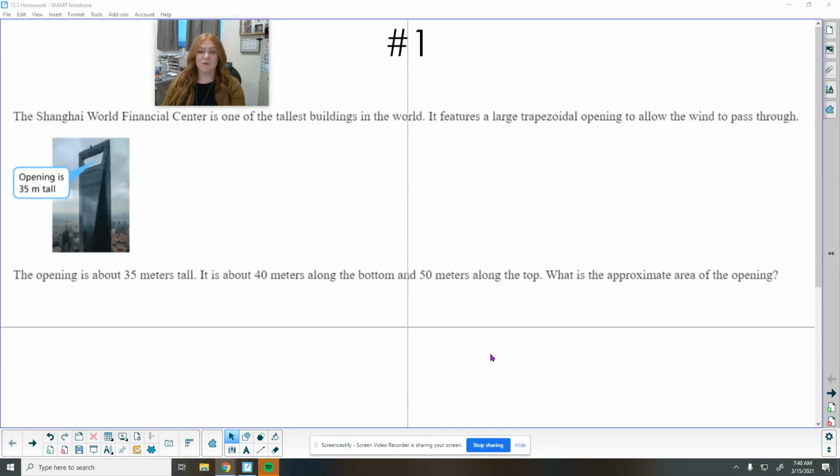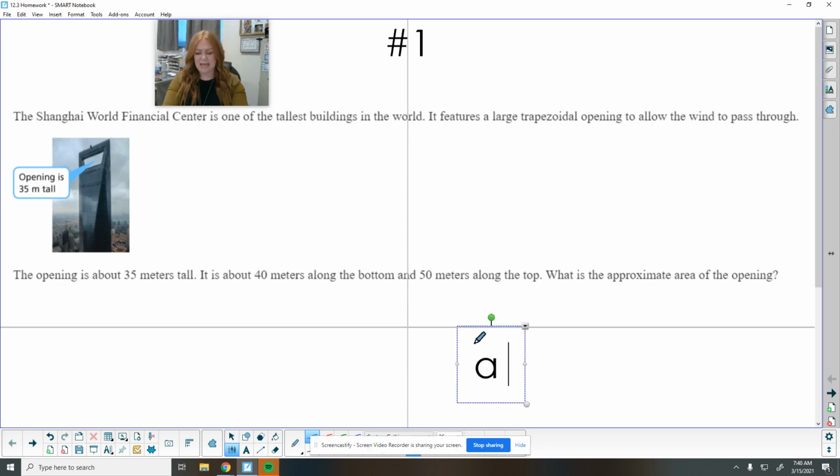This video is going to go over our 12.3 homework problems where we are finding the area of a trapezoid. So the first thing we want to remember is the formula for finding the area of a trapezoid. It has base A and base B, or base 1 and base 2. I'm going to call them A and B, so it's a little shorter.